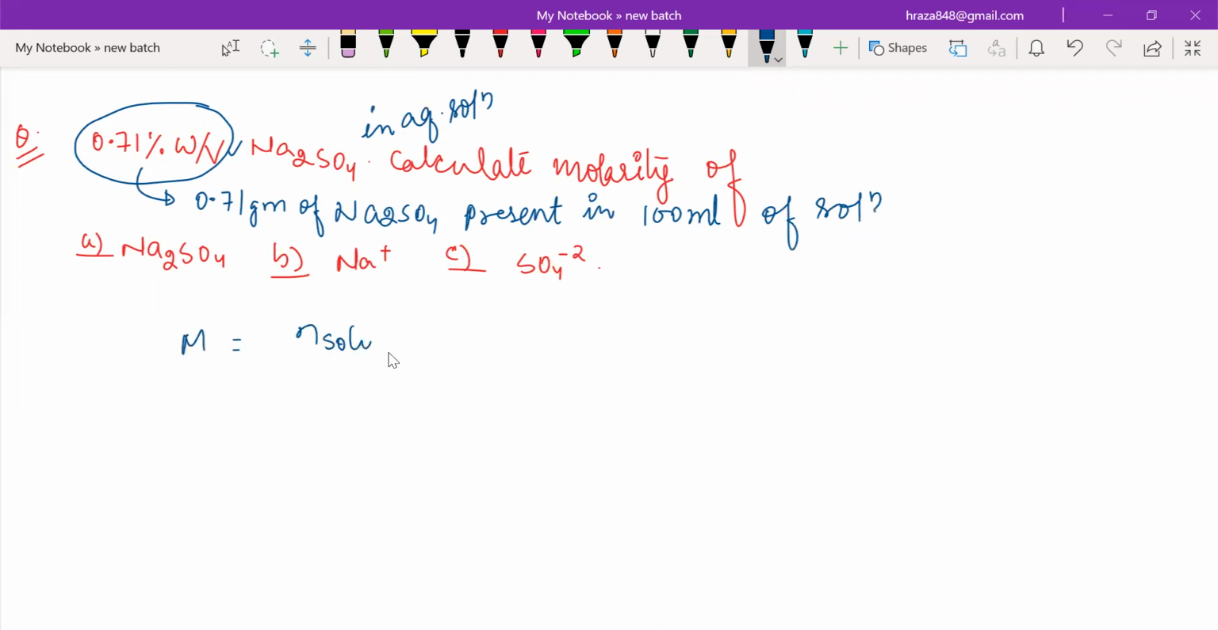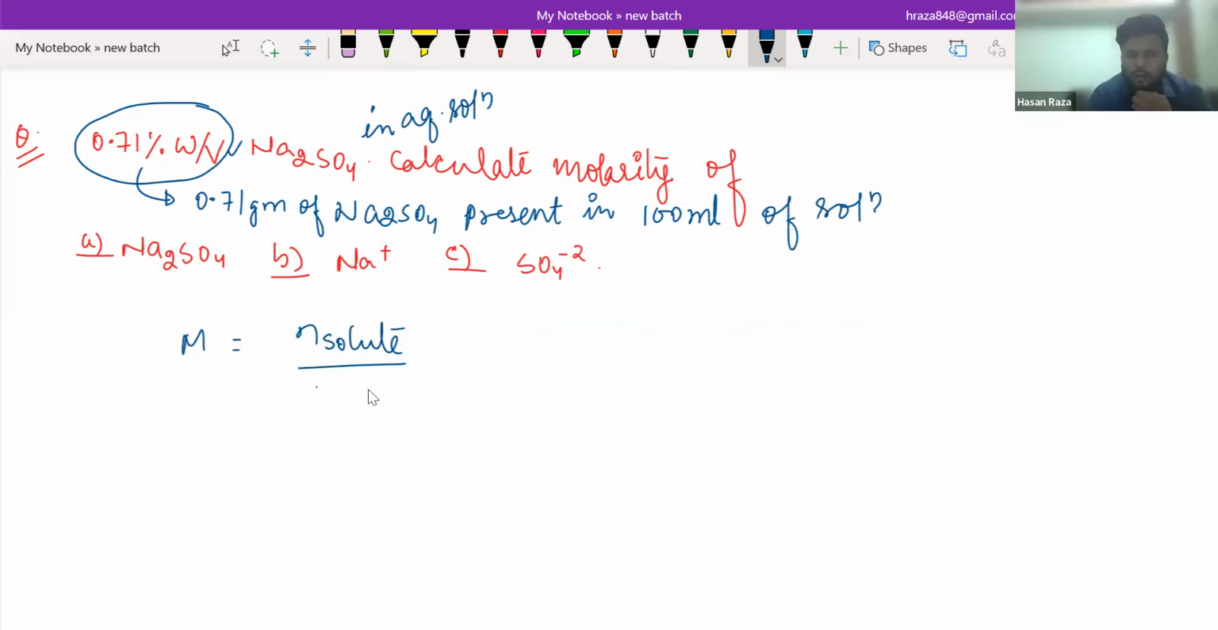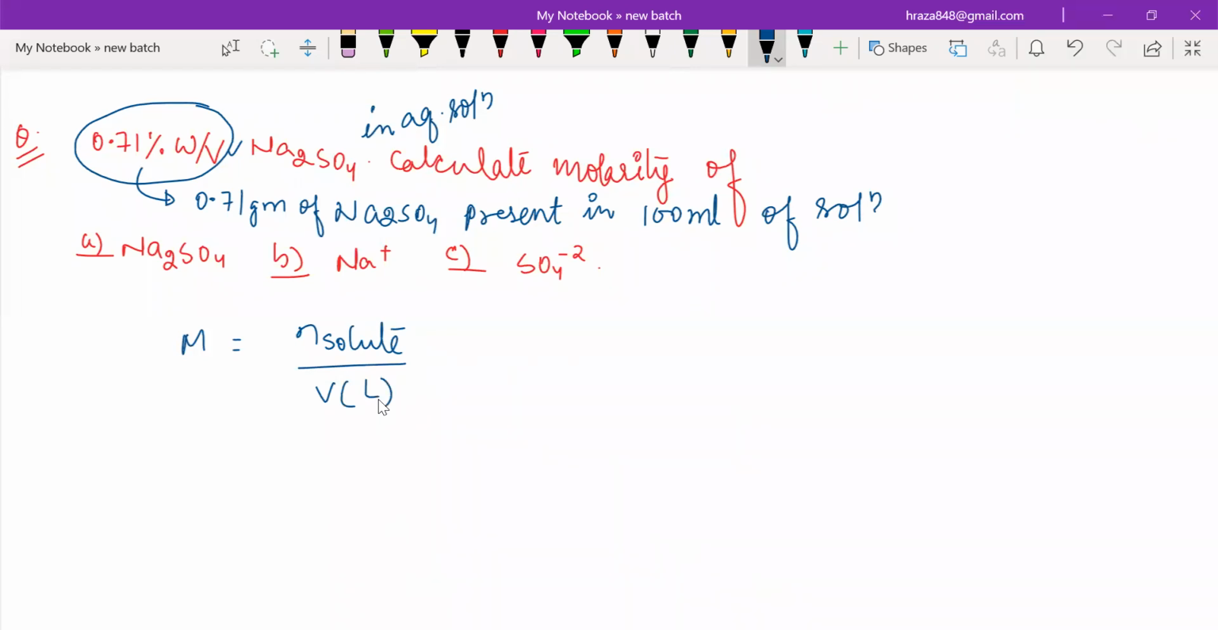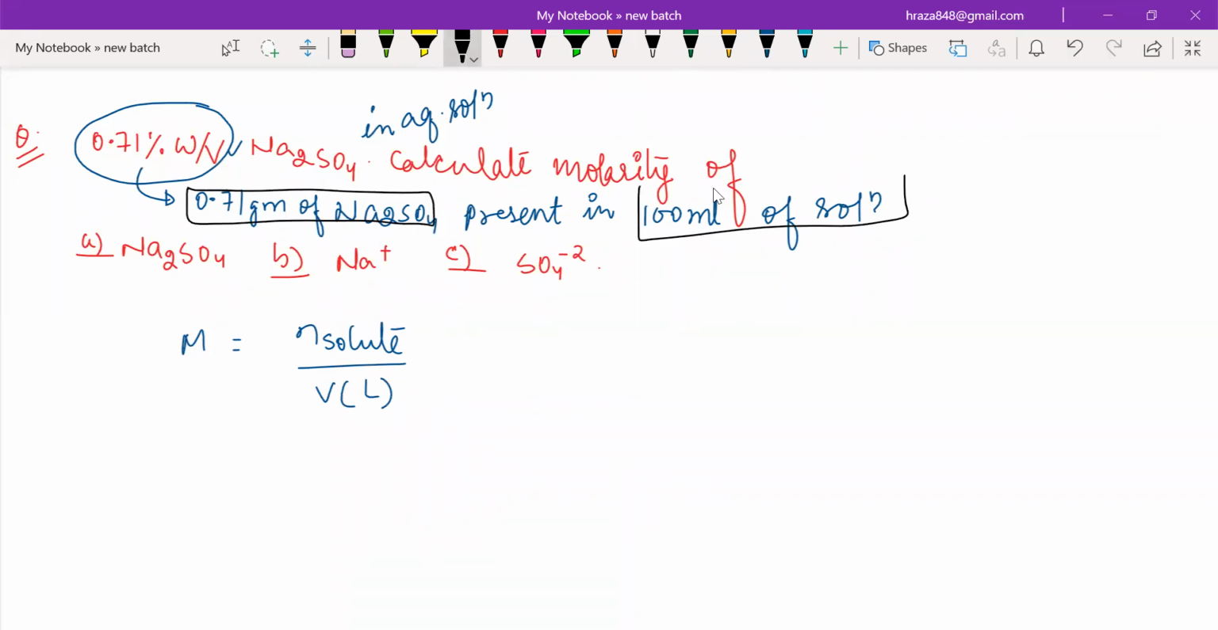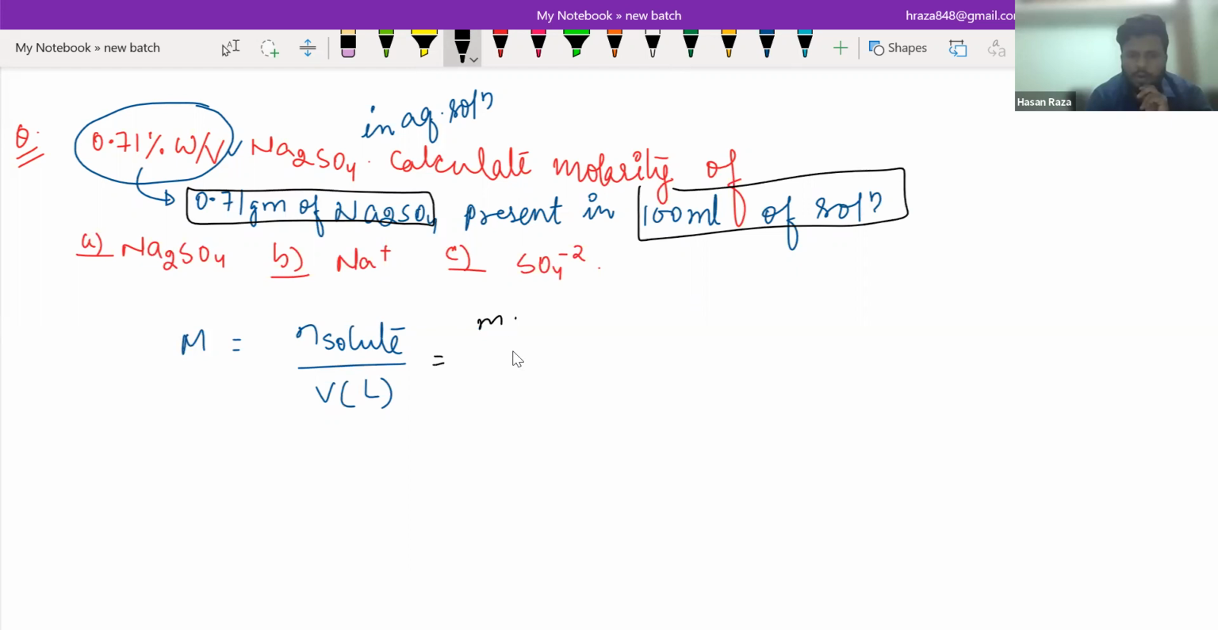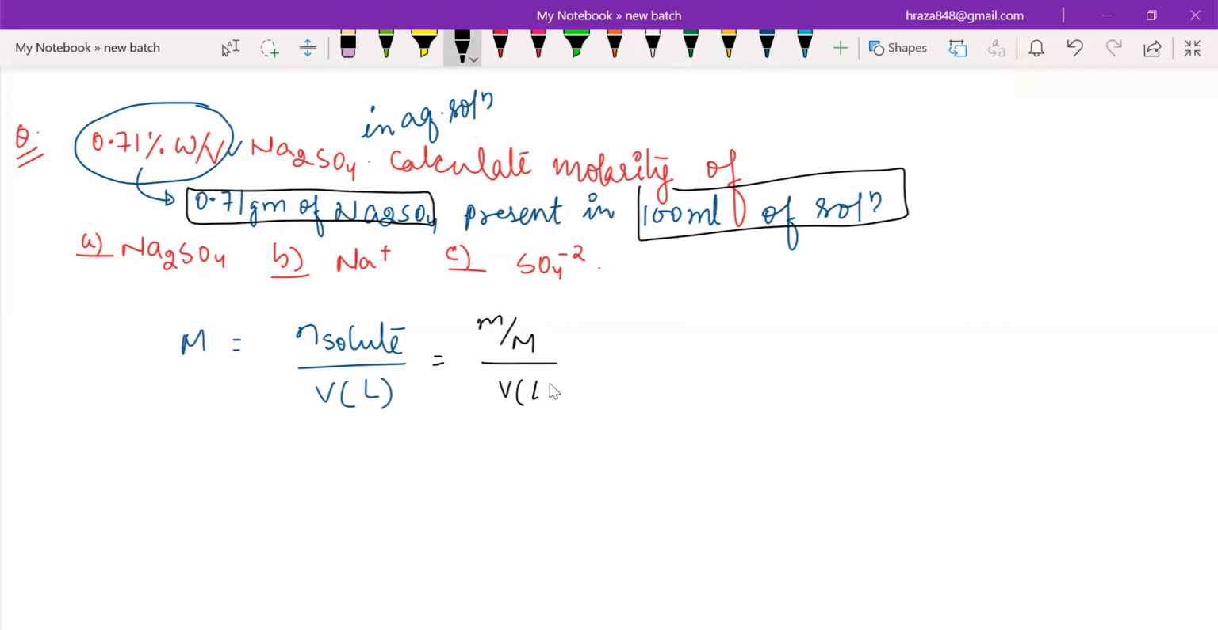Molarity is the number of moles of solute upon volume of solution in liter. Now you will see that this is the given mass and this is the volume. So it is given mass upon molar mass, upon volume of solution in liter.